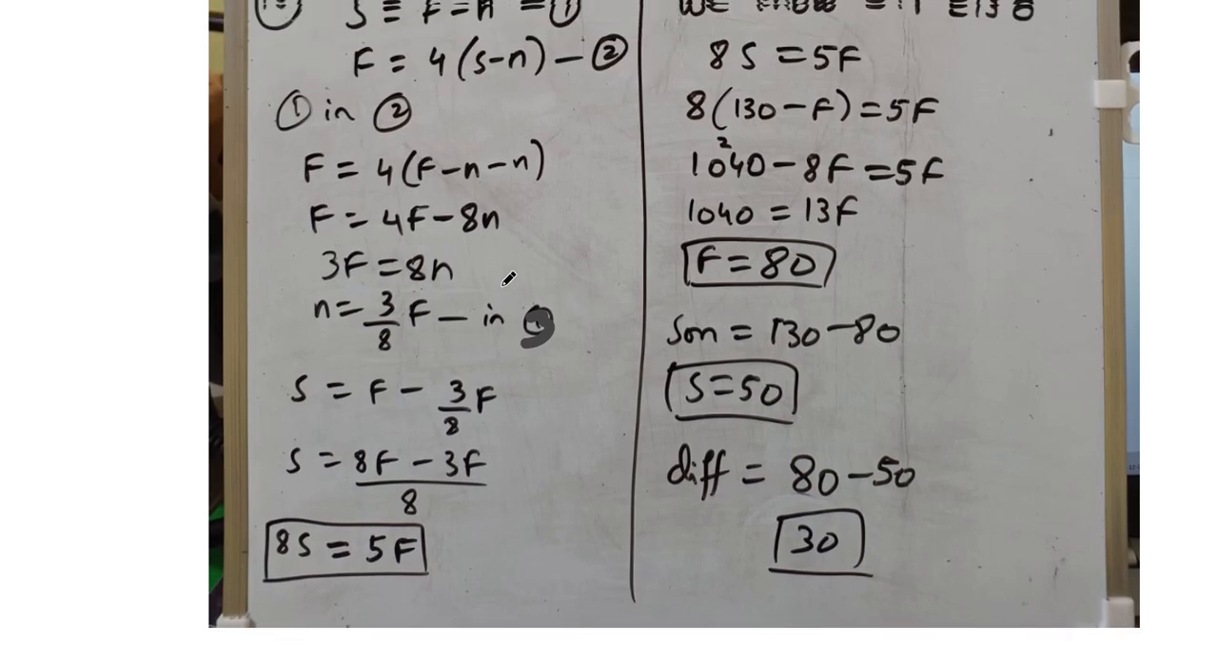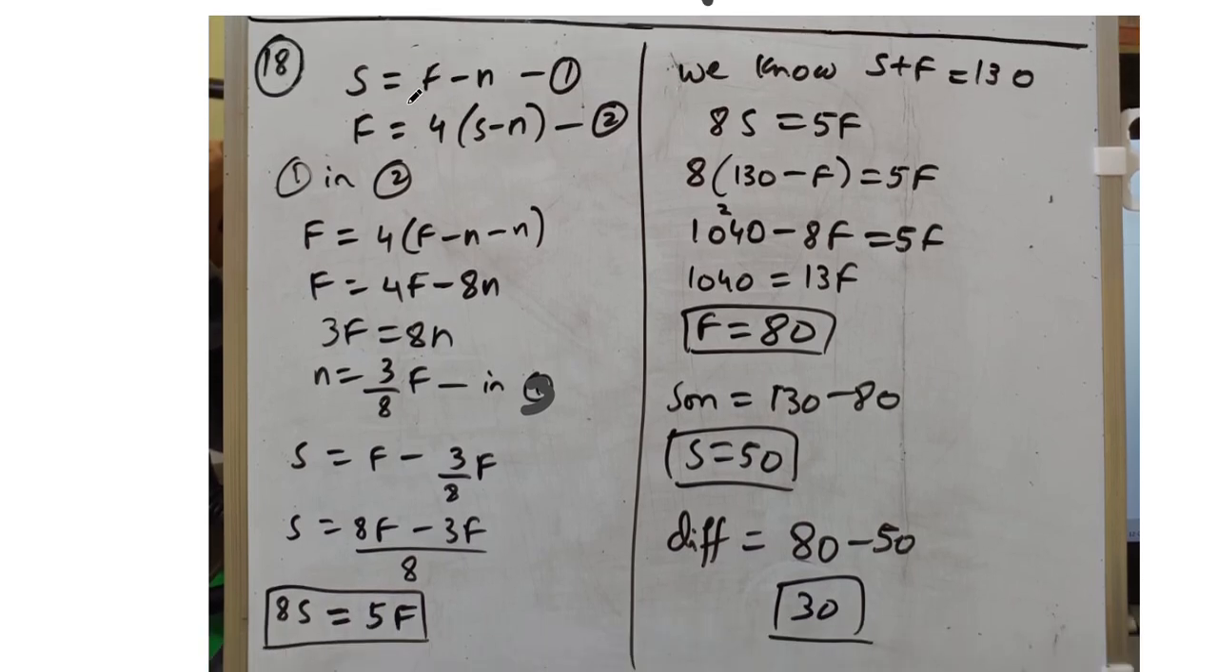Now we know s is equal to f minus n, the first equation. In the first equation, put the value of n which we have got here. When we put the value of n and take the LCM and calculate, we will get 8s is equal to 5f. We also know one more data from the question, that the sum of their ages is 130, that is s plus f is equal to 130.